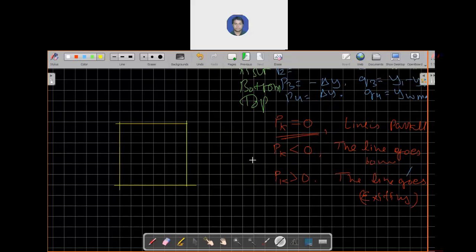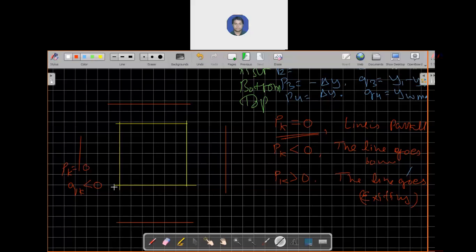I just want to say, if you have determined pk is 0, it means the line is parallel. If it is parallel and the qk value is negative, it means the line is completely outside. It may be here, it may be here, it may be here. It is not passing through your clip window, so you can completely reject it.